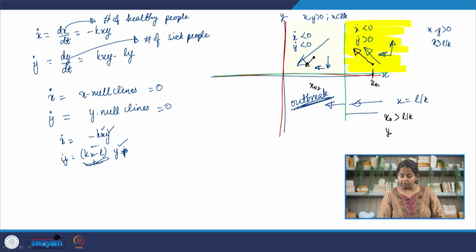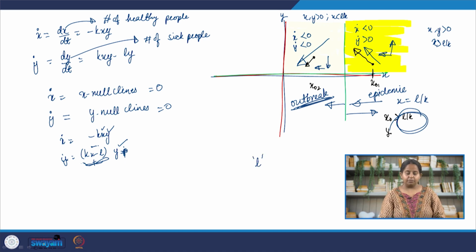X more than L by k, this is where now we are entering the zone of epidemic. So epidemic, more and more people are falling sick, the number of sick people is increasing with time, the disease is spreading. So you can see that even without finding the Jacobian, we already know the importance of this L by k term. This will determine how the disease spreads.